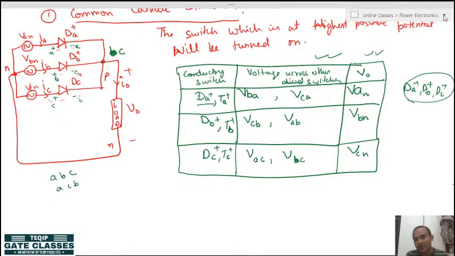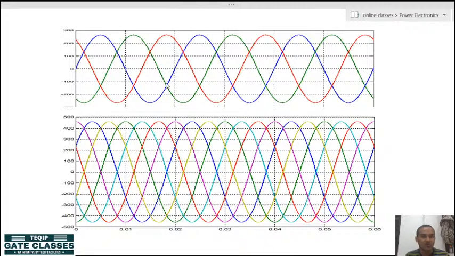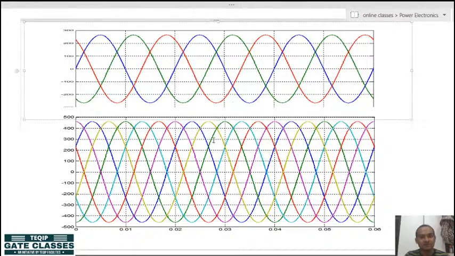I've already drawn the waveform in MATLAB, only the three-phase waveform. So I'm copying it from there. You can see here I've already drawn this waveform, so let me copy this waveform.